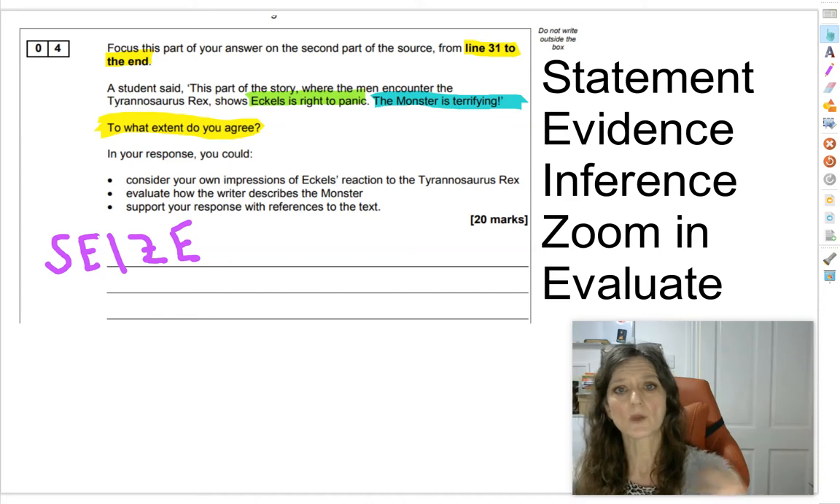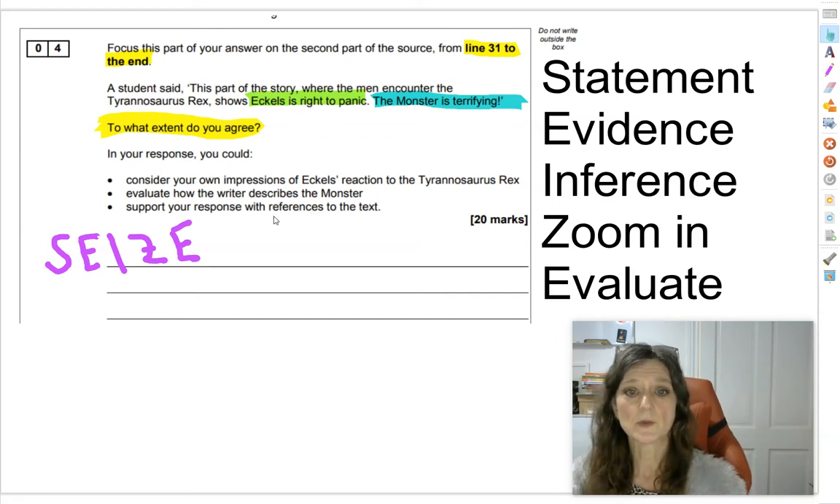And what you'll find is a lot of the statements you will want to agree with, and that's kind of why they word it like that. So most of the statement you'll probably want to agree with, but other parts of the statement you might get a bit more of a discussion and more of an evaluation going. Let's have a look at the bullet points.